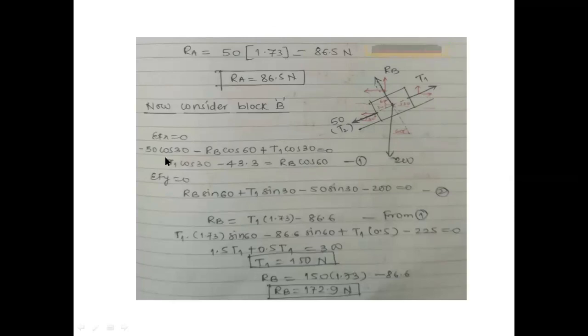Minus 50 cos 30 minus RB cos 60 plus T1 cos 30 is equal to 0. RB sin 60 positive, T1 sin 30 positive, minus 50 sin 30 minus 200. See here it will go downward. By solving it, we can find T1 and RB.